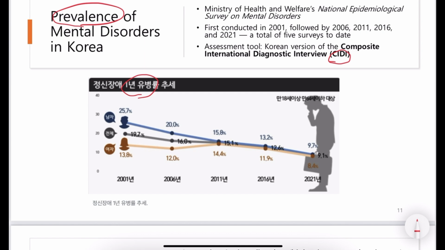If you look at the graph, in 2001, the 1-year prevalence was slightly higher for men. Over time, the gap between men and women decreased, and since 2011, the rate for men and women has been about the same.